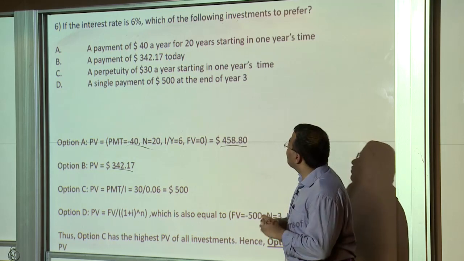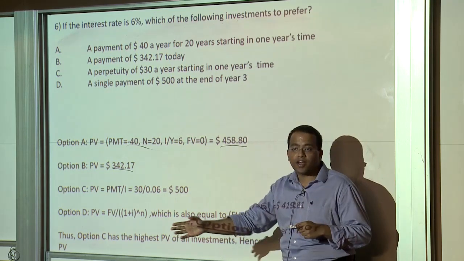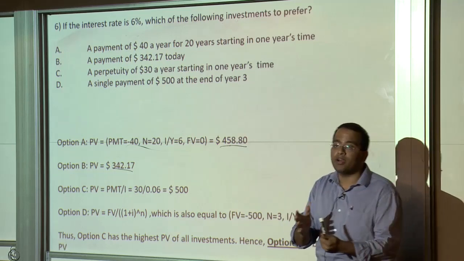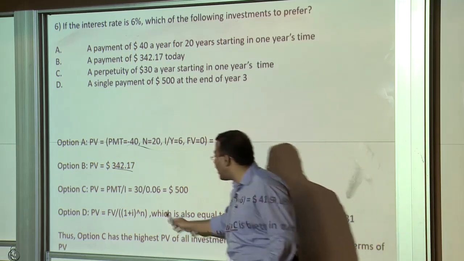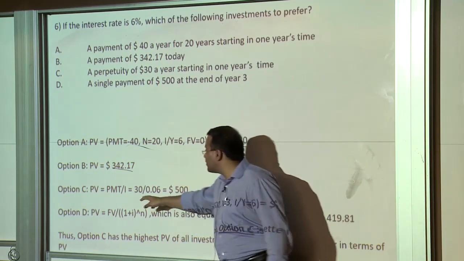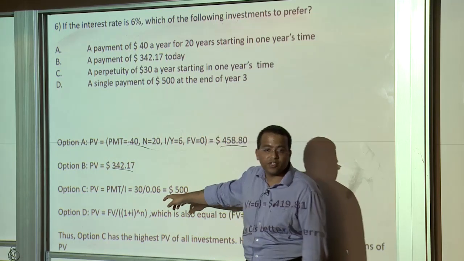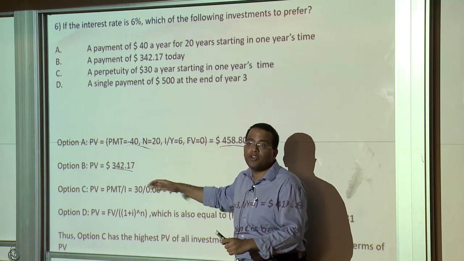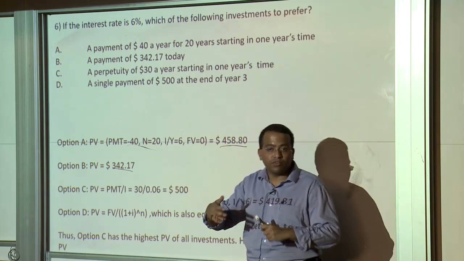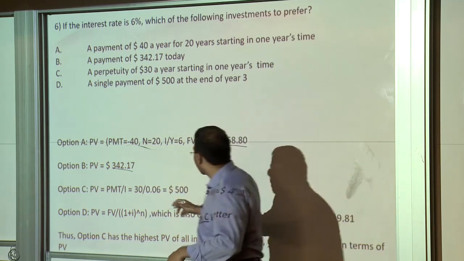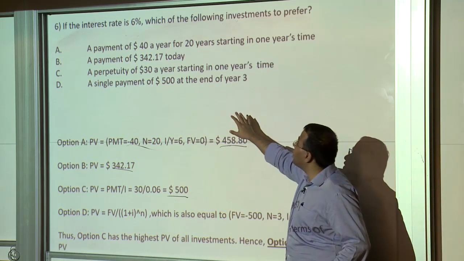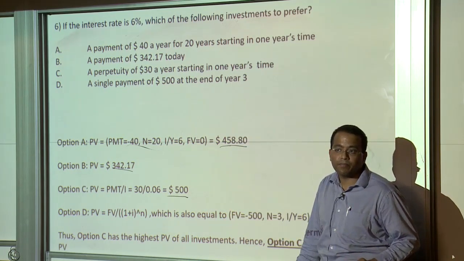Option C is a perpetuity of $30 starting in 1 year's time, and you can apply the perpetuity formula. The perpetuity formula is PMT divided by I. So that's $30 divided by 0.06, which is $500. That's the present value of this set of $30 payments forever. And then you have option number 4, which is a single payment of $500 at the end of year 3.